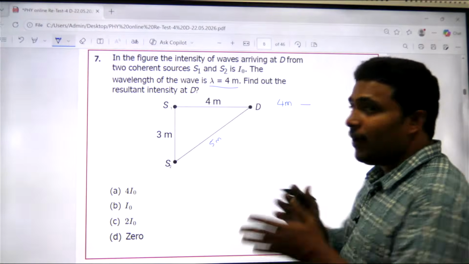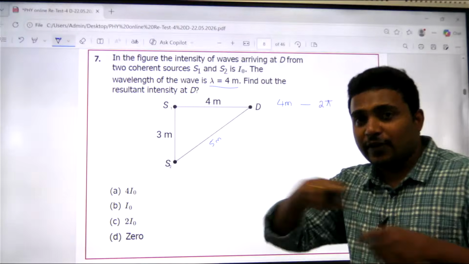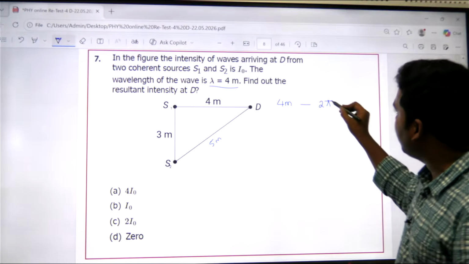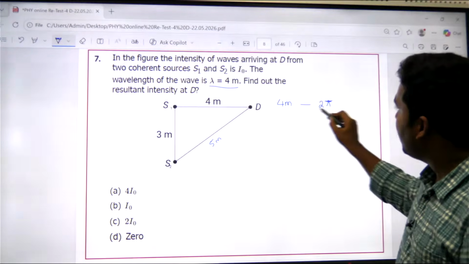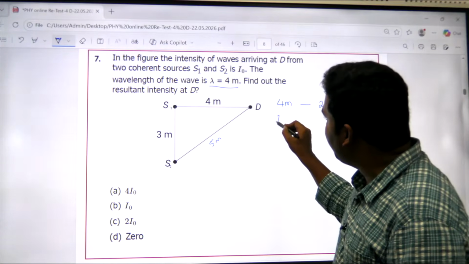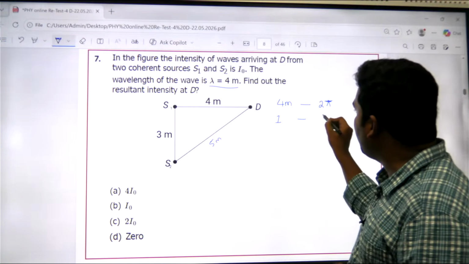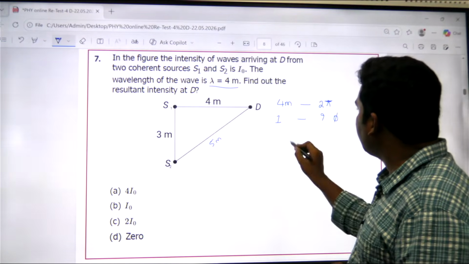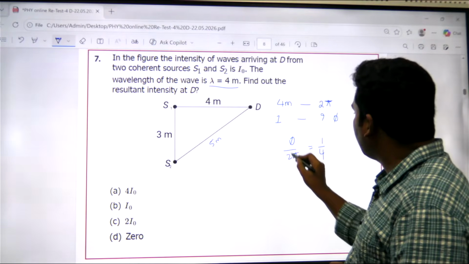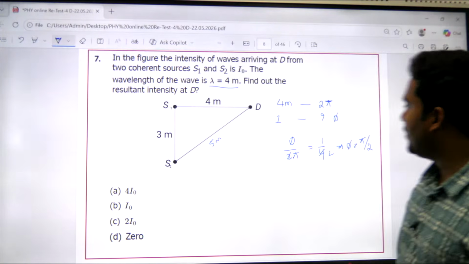For a complete wavelength, what is the total angle? If you consider the circular reference circle diagram of simple harmonic motion, for 4 meters your phase angle has to be 2 pi. Now the difference between the two light rays is 1 meter. So for 1 meter, the phase difference phi is 2 pi by 4, which is 1 by 4 of 2 pi, which implies phi is equal to pi by 2. Your phase difference is pi by 2.